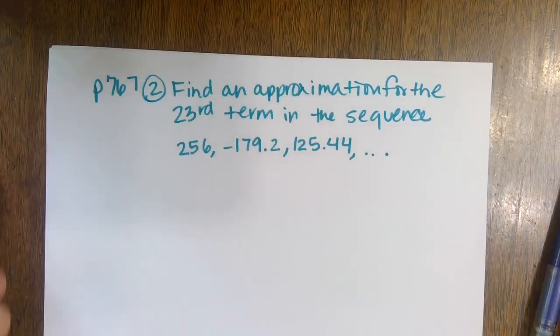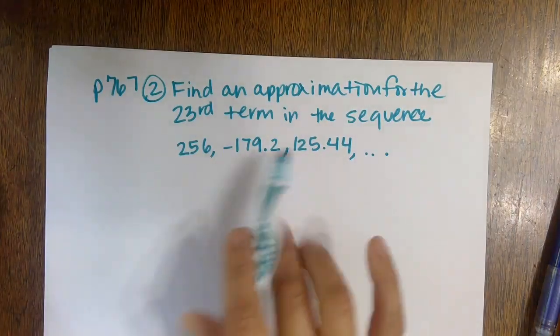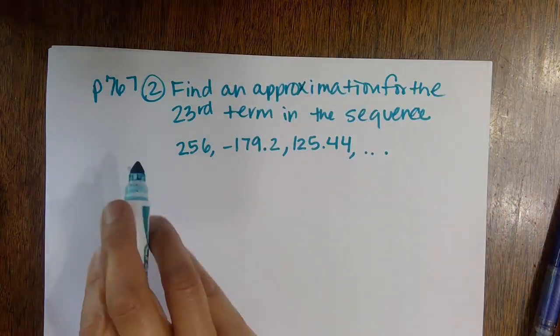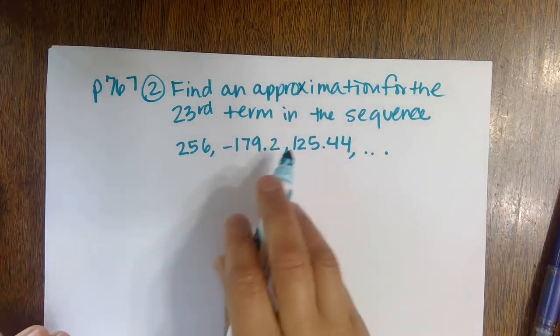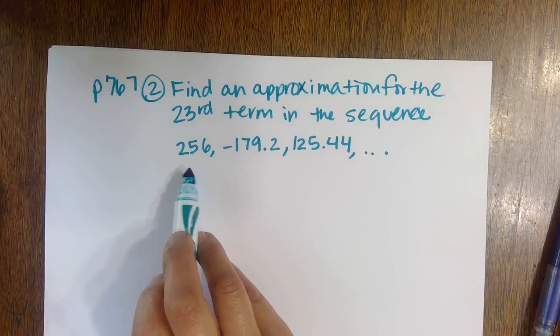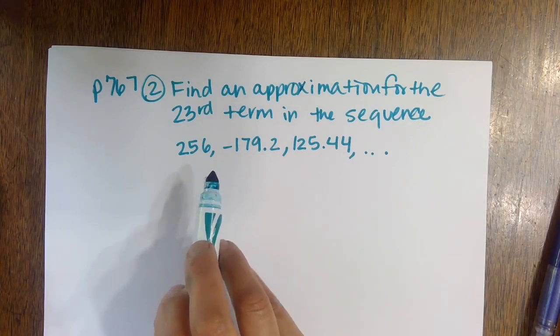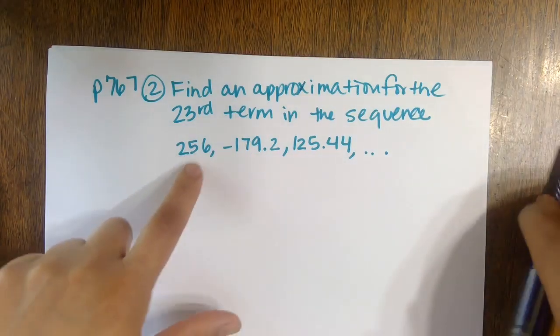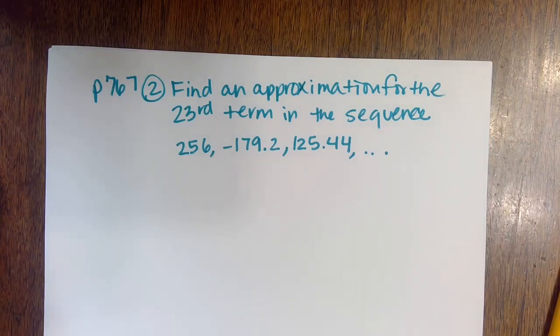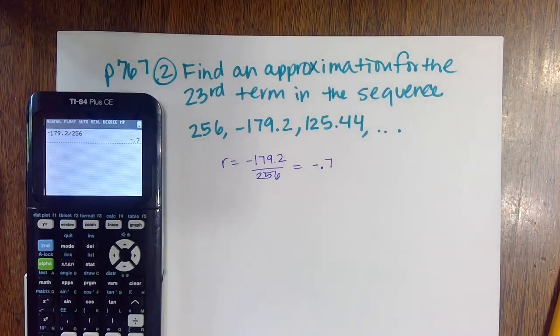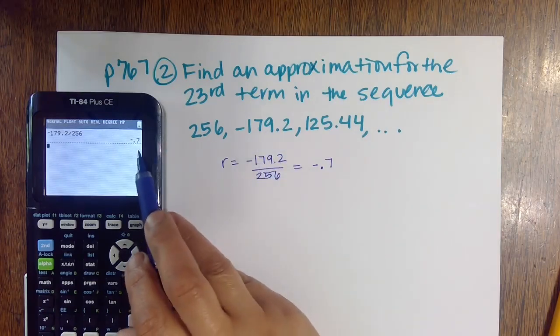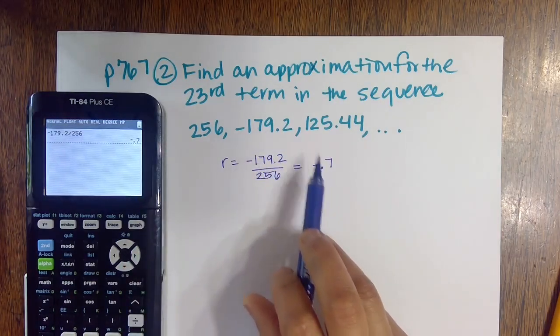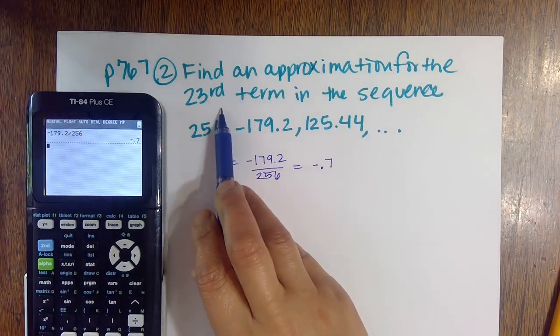Okay. All right, so this one says, find an approximation for the 23rd term in the sequence. I know it's not arithmetic. I know it's geometric, so I can rack my brain and try to figure that out, or simply just use my calculator, and it is your second term divided by your first term. So to find your r value, take the second term divided by the first term. I got negative 0.7.